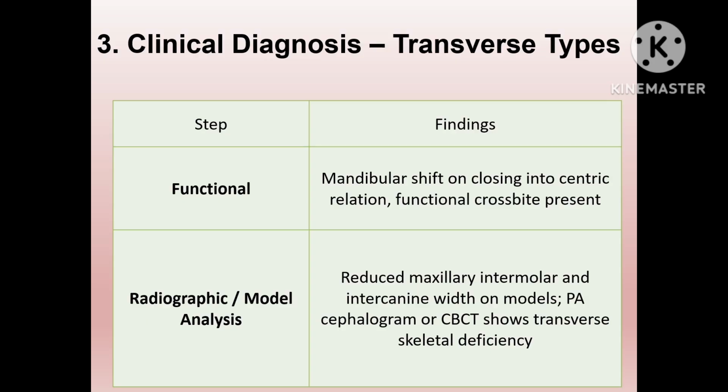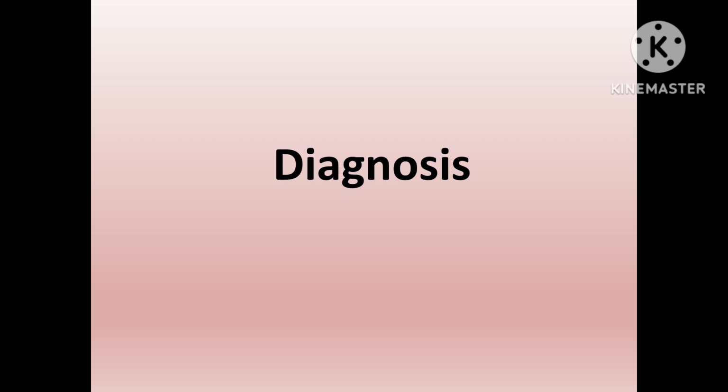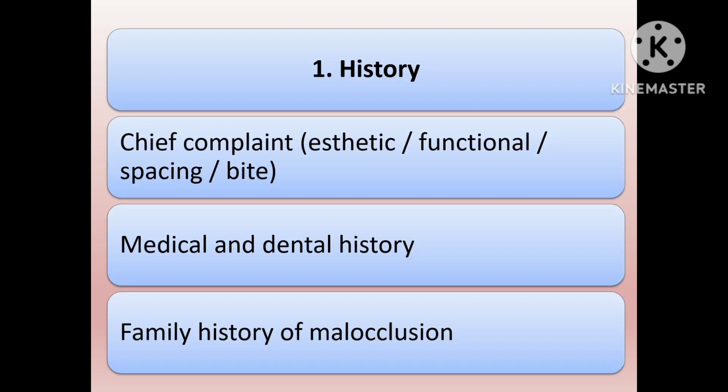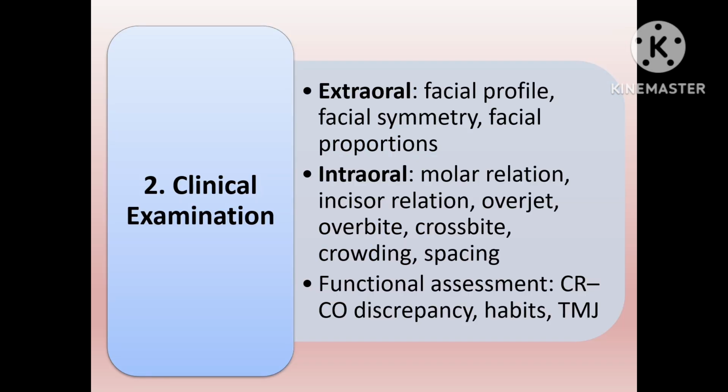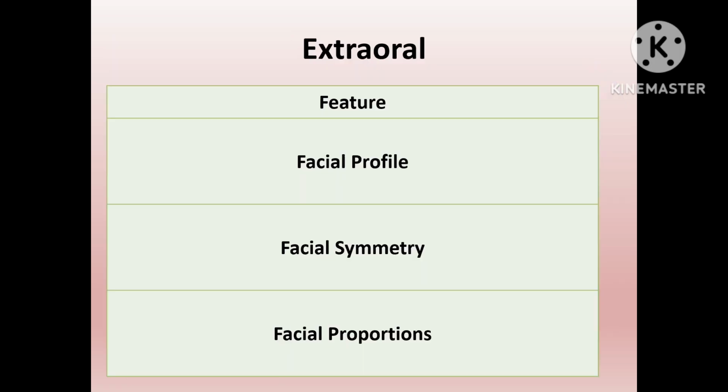To diagnose any malocclusion, we start with the detailed history, including chief complaint, dental and medical history, and family history. Then we start with the clinical examination, which includes extraoral, intraoral, and functional assessment. Extraorally, facial profile, symmetry, and proportions are evaluated.